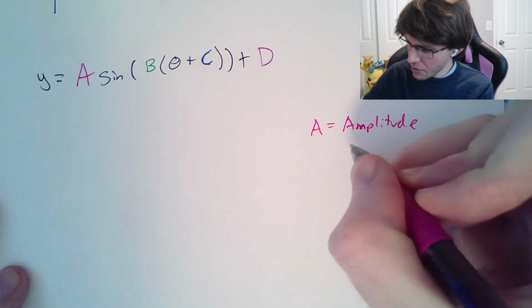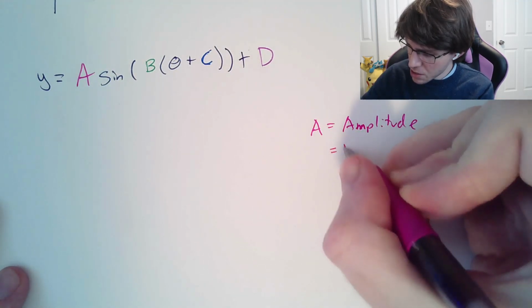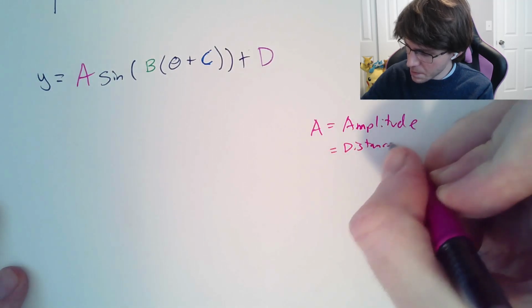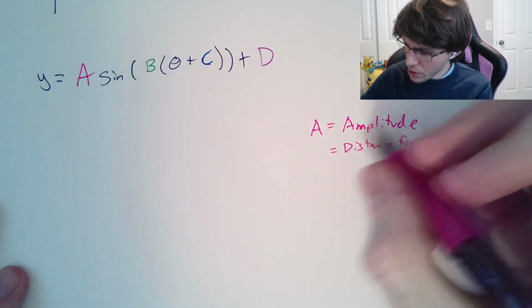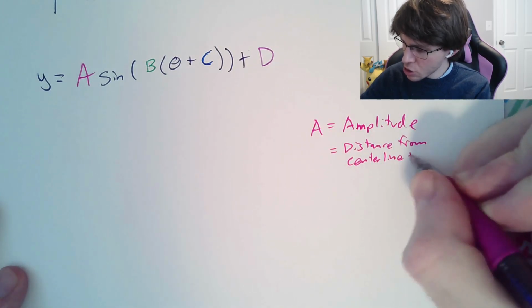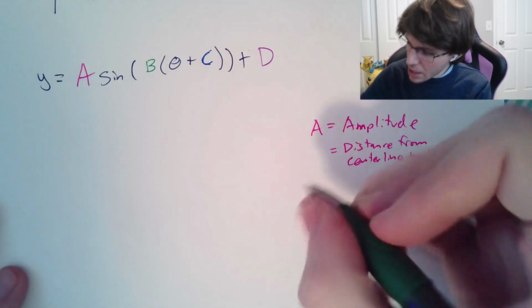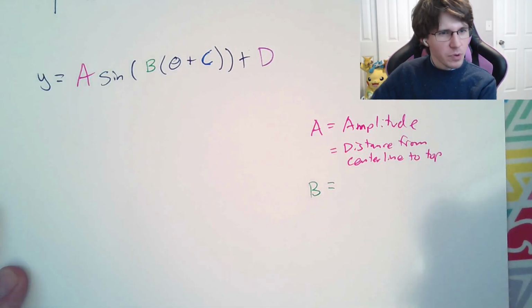So in terms of an actual definition, it is going to be the distance from what we're going to be calling the center line or the midline to the top or bottom. It doesn't really matter. The letter B. The letter B actually doesn't show up on the graph per se.